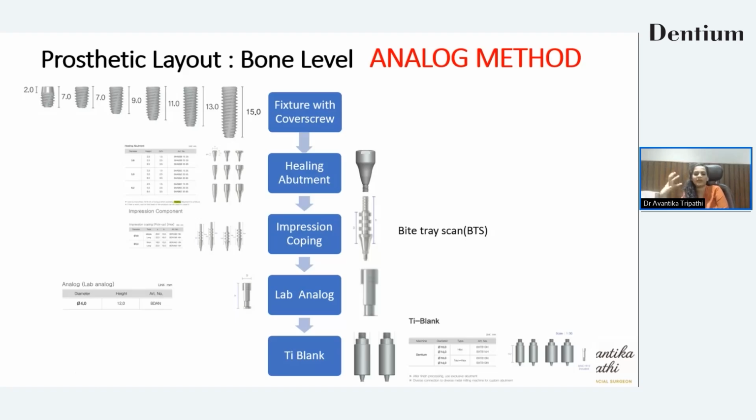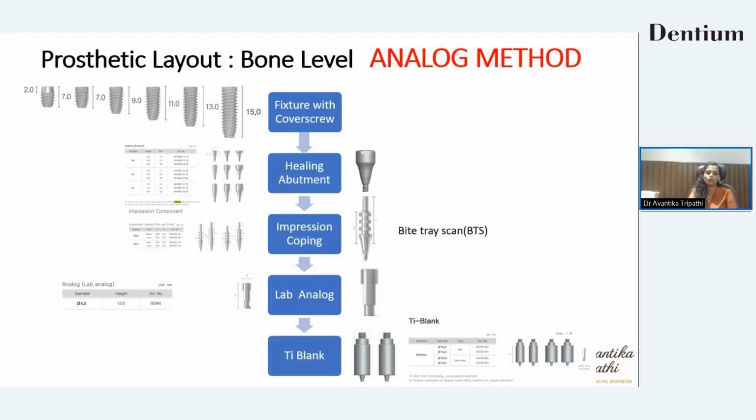Once the scanning is done, then I am going to tell the lab person to make a customized prosthesis using TI blank, because right now we do not have any angled abutment above 15 degrees. So if I have placed an implant at a 25 degree or 30 degree angle, then I can only fabricate a prosthesis by using a TI blank. Other than that, I do not have any option.